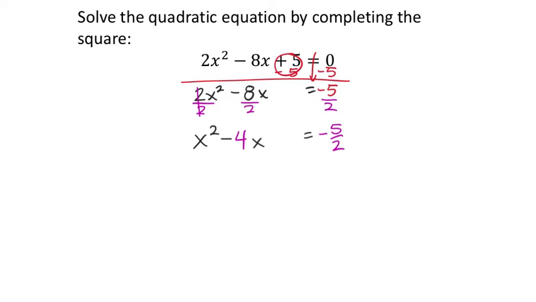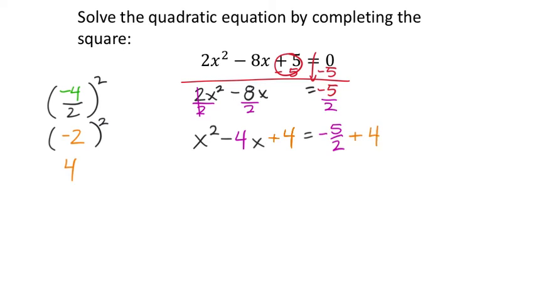Now I will complete the square. So I'm going to take my middle coefficient there, the negative 4, and I'm going to divide it by 2 and then square that. Okay, so negative 4 divided by 2 would give me negative 2. And negative 2 to the power of 2 is 4. So that means that I would add 4 to complete this as a perfect square trinomial, but if I do it to one side of the equal sign, I must do it to the other side.